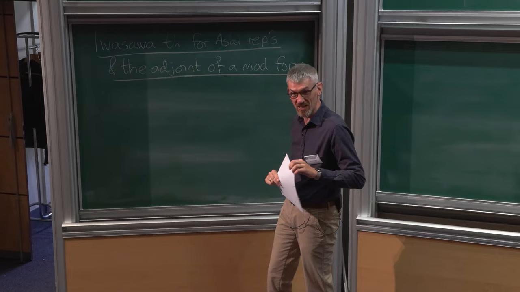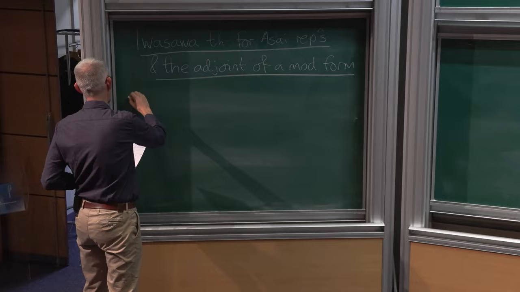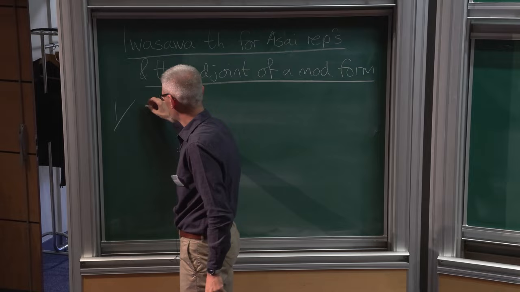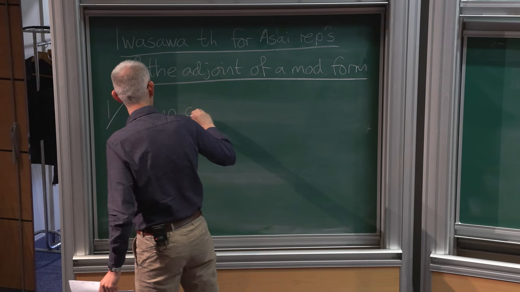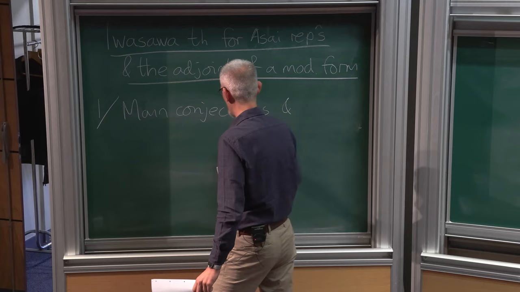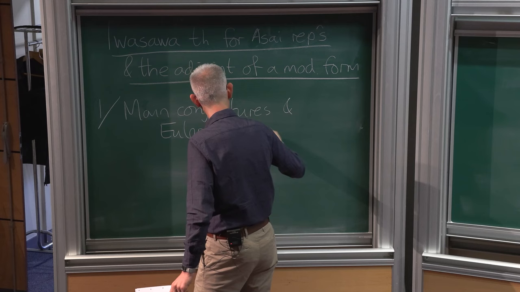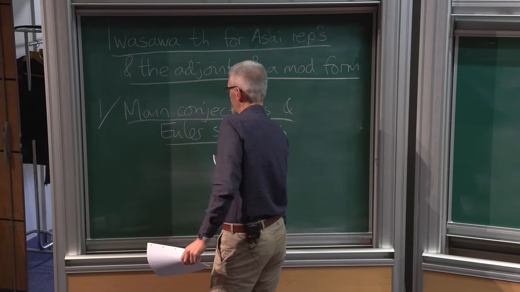Anyway, the topic of this is a very old problem. So: Iwasawa theory, the adjoint of a modular form. I'll just set the scene by talking about the general conjectures of Iwasawa theory and what we hope to prove. Main conjectures, and Euler systems. That doesn't go any higher up. Okay.